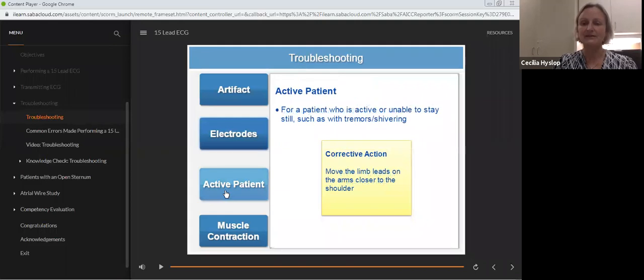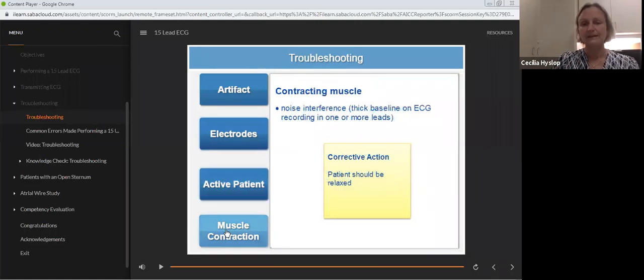For active patients who are unable to stay still, such as with tremors or shivering, we could try and move the limb leads, the ones on the arms and the legs, closer to the core of the body. So move the upper arms, for instance, up to the shoulder. And then if there's muscle contraction, so noise interference, thick baseline on ECG recording in one or more leads, we should try and wait till the patient's relaxed.